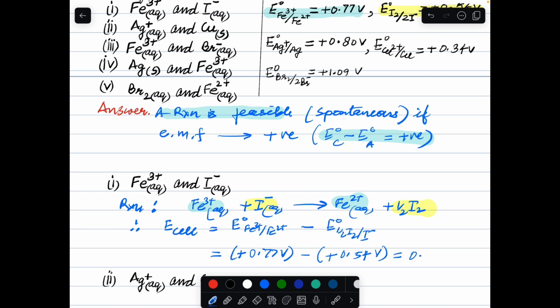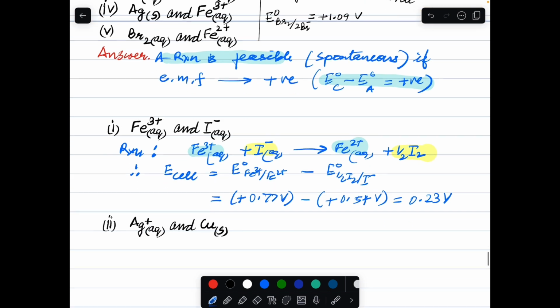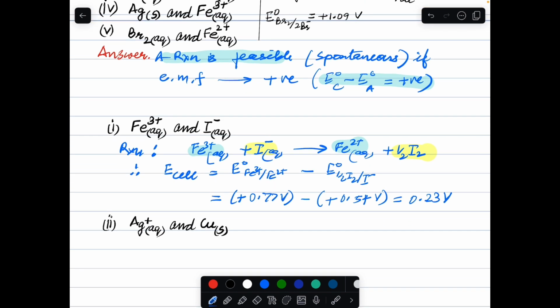So you will be getting 0.23 volt, and this value is what? A positive value, that is plus this. Therefore the first reaction is feasible. So the first one is feasible. This is the answer for the first one. This is a feasible reaction. Okay. Now the second one.